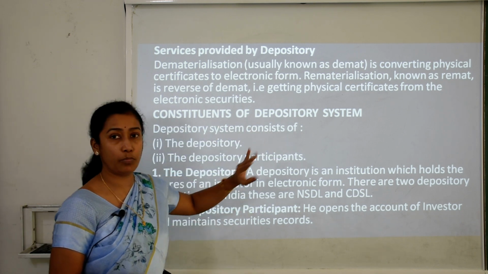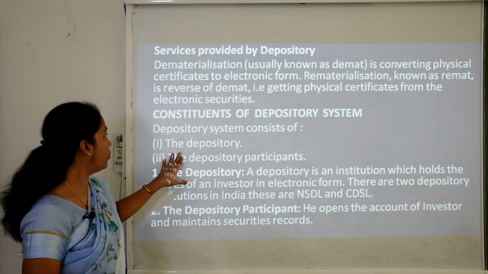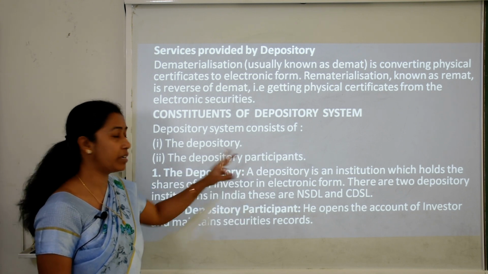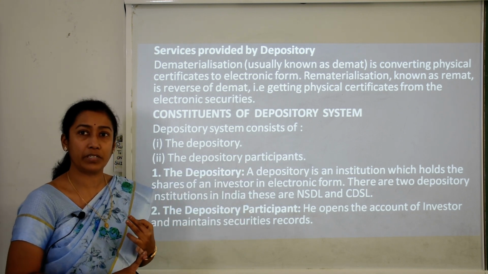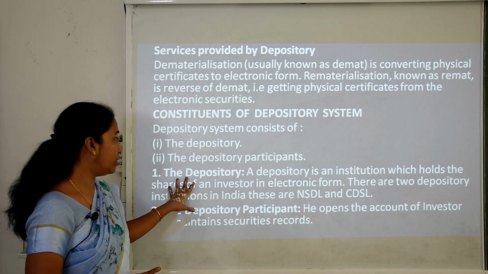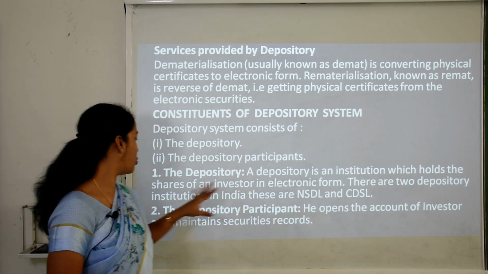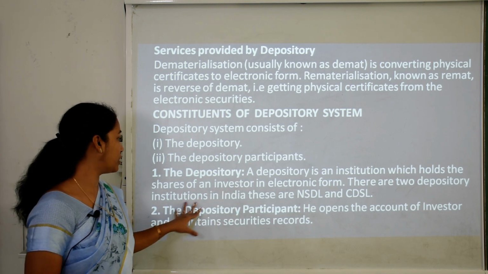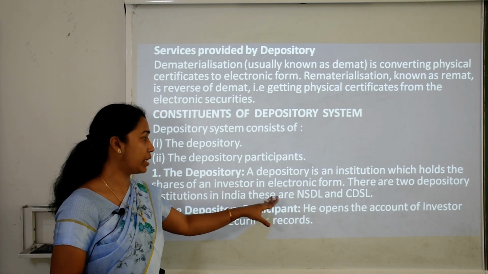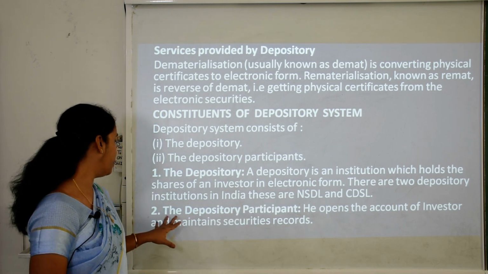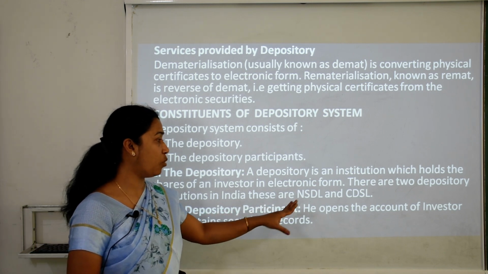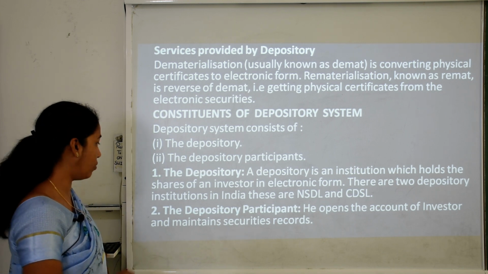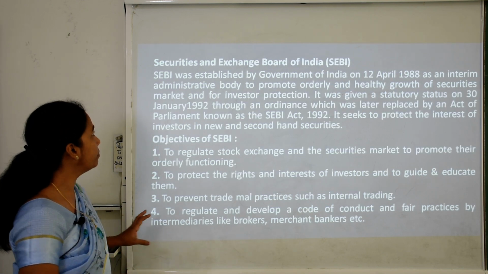Constituents or elements of this depository system: the depository system consists of the depository and the depository participant. The depository is an institution which holds the shares of an investor in electronic form. There are two depository institutions in India, these are NSDL and CDSL. The depository participant opens the accounts of investors and maintains the security records.